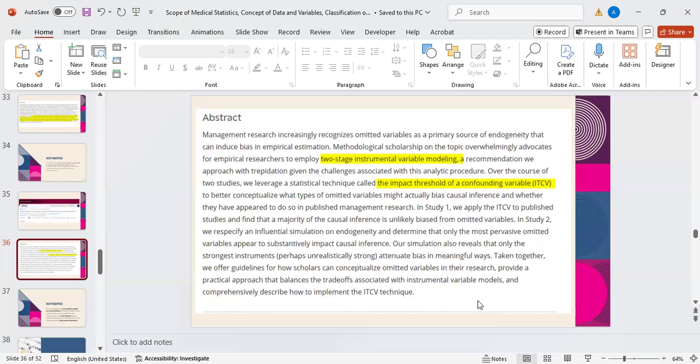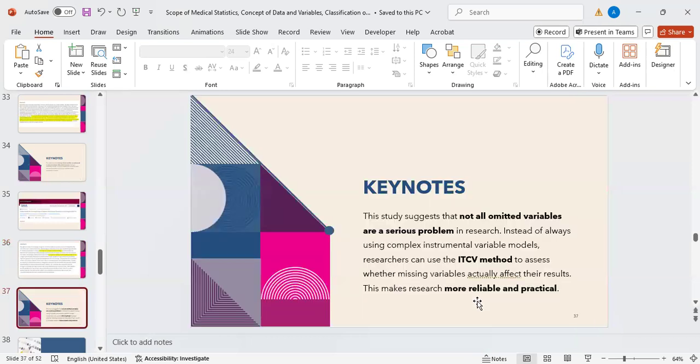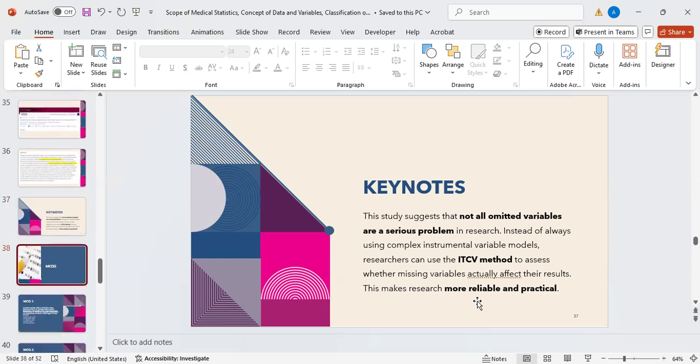Taken together, we offer guidelines on how scholars can conceptualize omitted variables in their research, provide a practical approach that balances the trade-offs associated with instrumental variable models, and comprehensively describe how to implement the ITCV technique. The key notes in this article are: this study suggests that not all omitted variables are a serious problem in research. Instead of always using complex instrumental variable models, researchers can use the ITCV method to assess whether a missing variable actually affects their results. This makes research more reliable and practical.